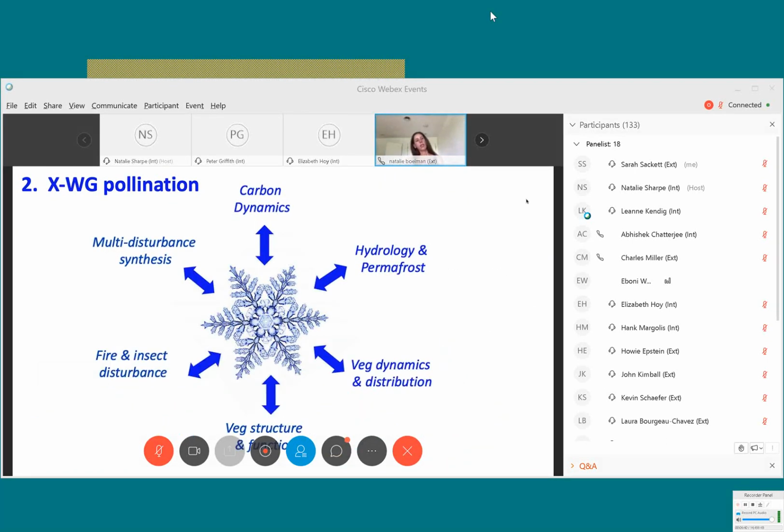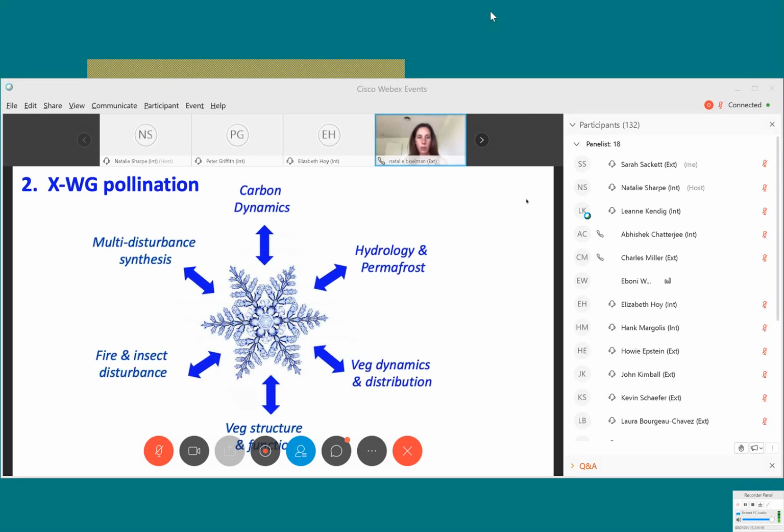Okay, the other activity that we're focused on is this cross-working group pollination. This is something that I've talked about in the past, where the snowscape working groups, people working on snow ecology, are interested in how snow interacts with different parts of the ecosystem. And so it makes sense to us to be talking to people in other working groups.